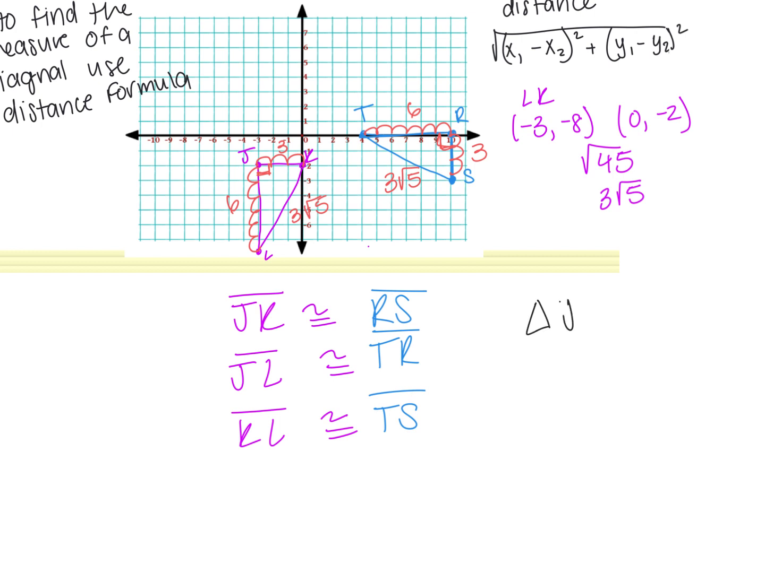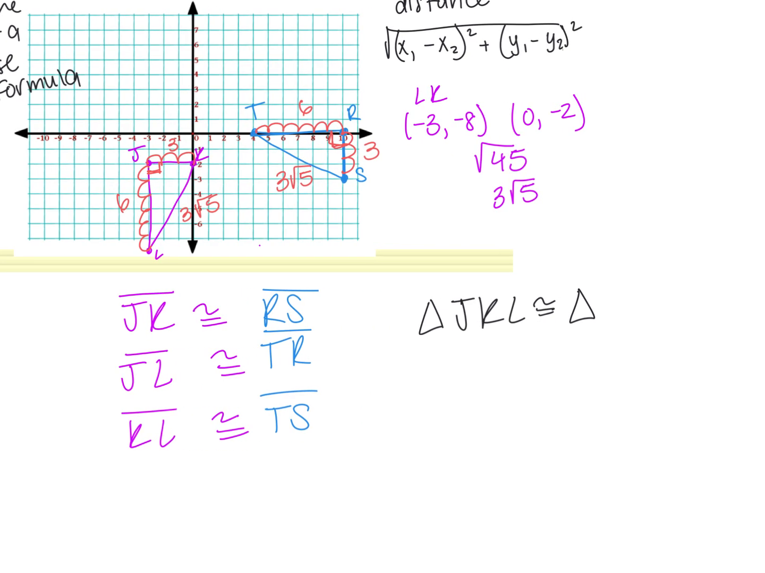So triangle JKL, I'm writing a congruency statement, is congruent to triangle what? JKL is congruent to RST by side, side, side.